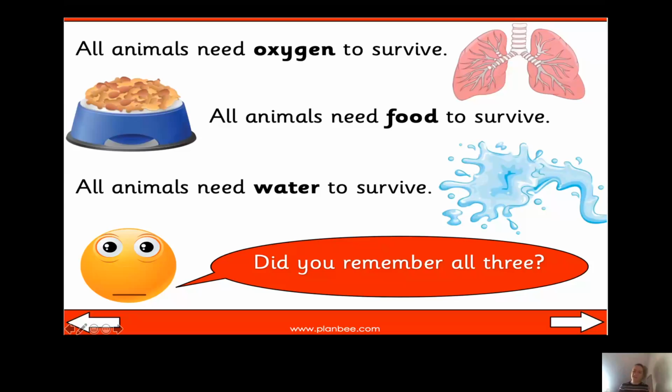Well done if you remembered that first basic need for survival. Now, the second need that we learned about was food. So all animals need food to survive. Now, when we think of food, we think of 3 different types of animal. We have carnivores, herbivores, and omnivores.